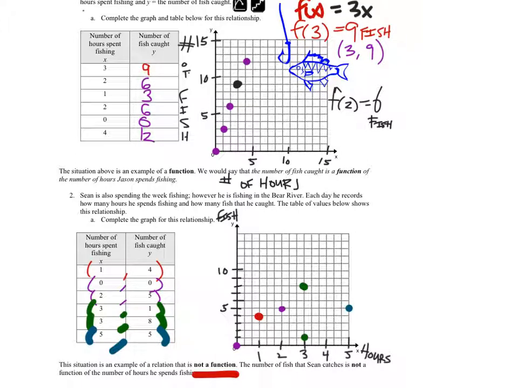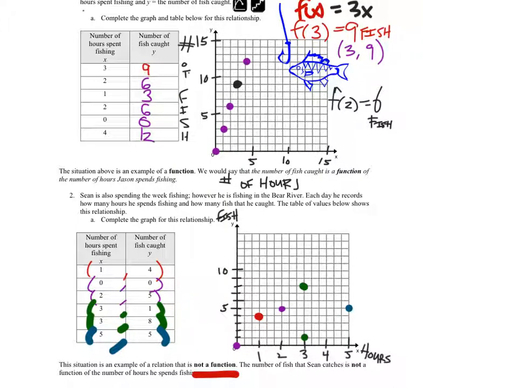Something unusual. Fishing for 3 hours. That's part of it. He did go fishing for 3 hours 2 different times, right? Oh, he's realistic. 2 different times.